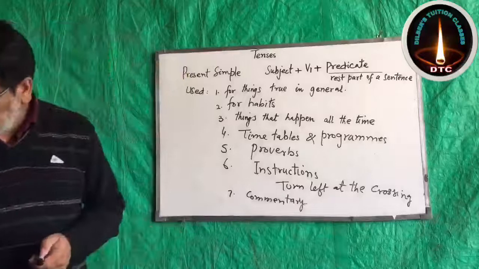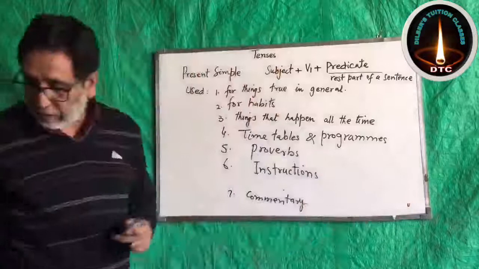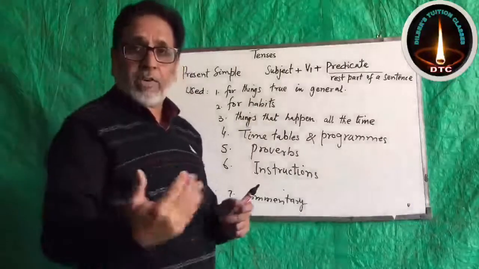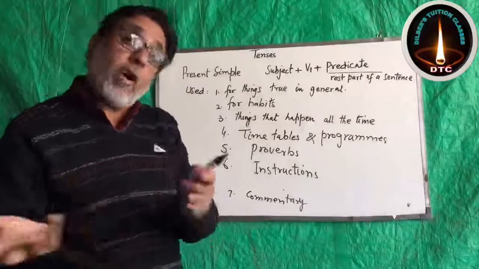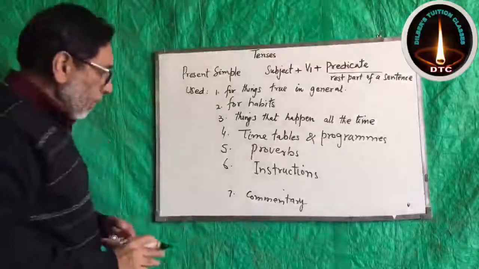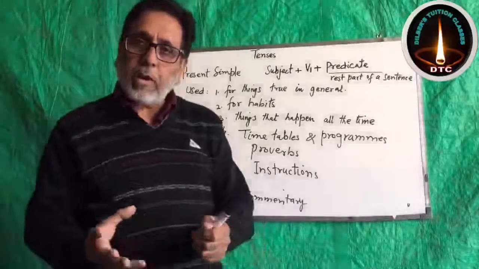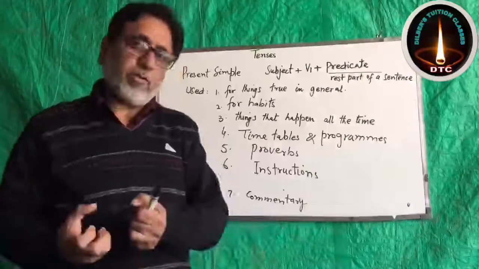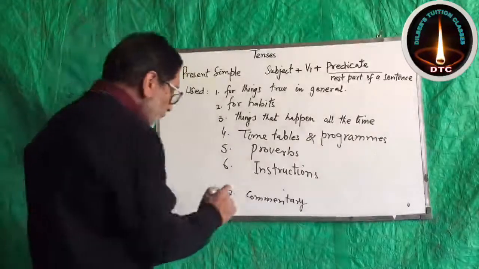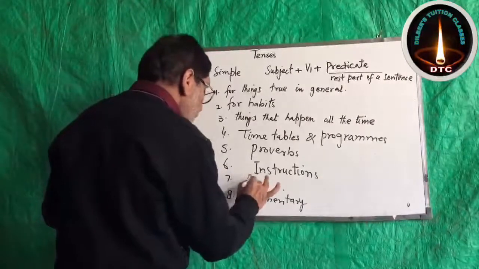We use commentary when it comes on the radio or when it comes on the TV. You see, she says, okay, the bowler comes, reaches the wickets. Oh, he is caught. He is caught. You don't say he was caught. No, it is he is caught. So, the bowler comes, reaches the wickets. Oh, he takes the stumps. Oh, he is bowled. Is it like this?